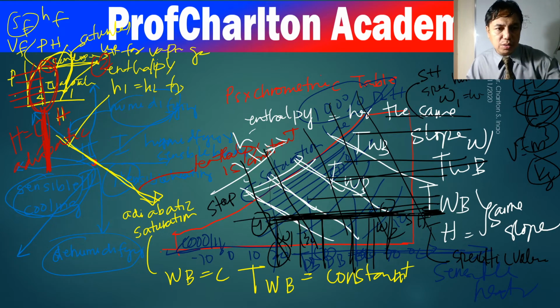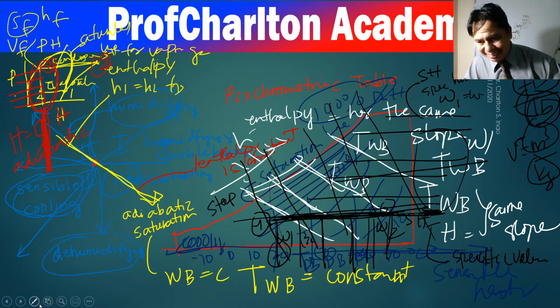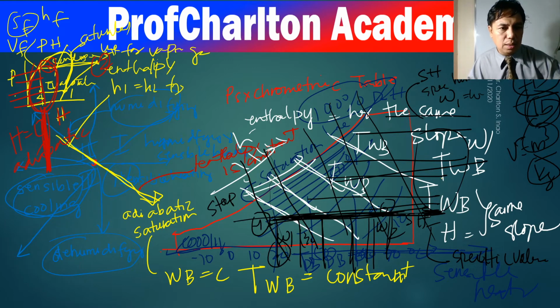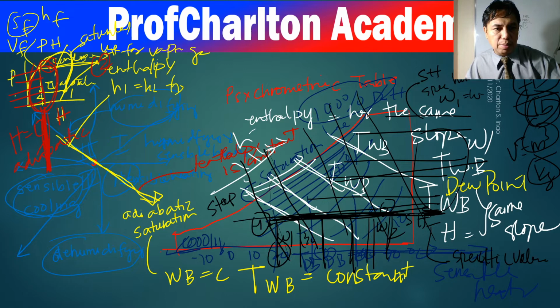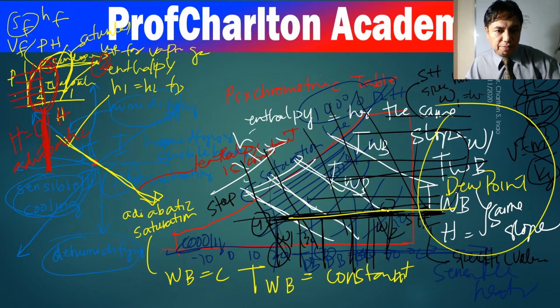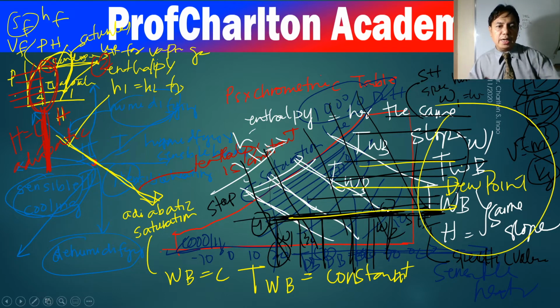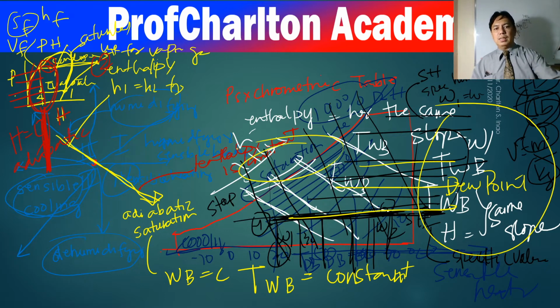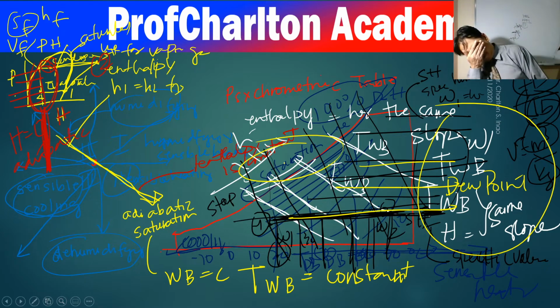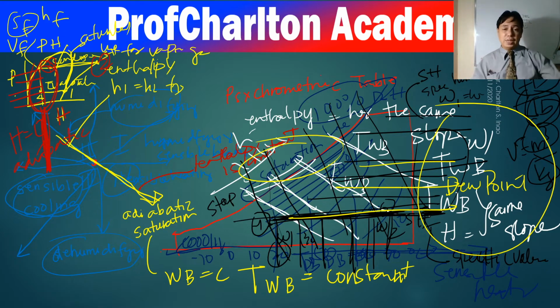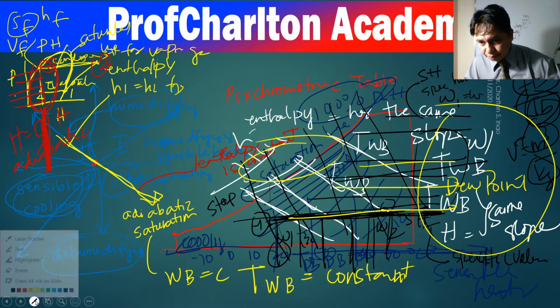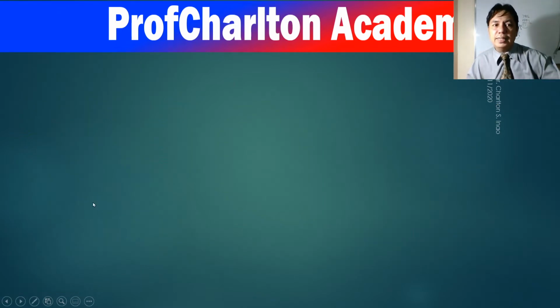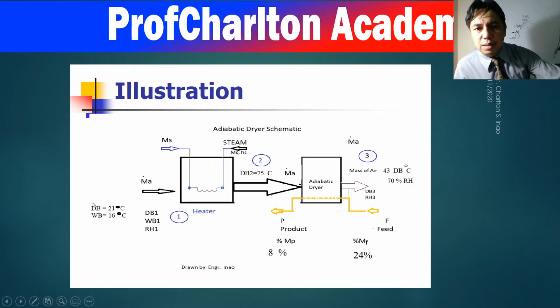Somewhere here, the specific humidity has the same line as another property, the so-called dew point. Some are placed here. So specific humidity and dew point are here. Some are here, the dew point. It depends on the psychrometric chart. So let me erase all of that, and we go now to the problem.